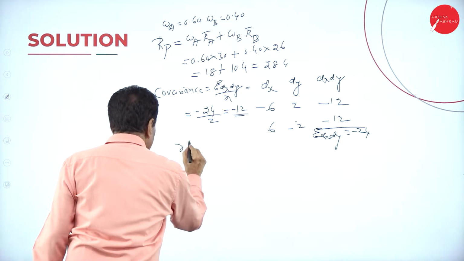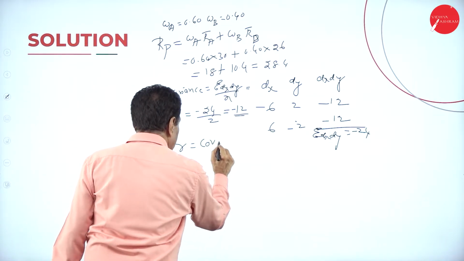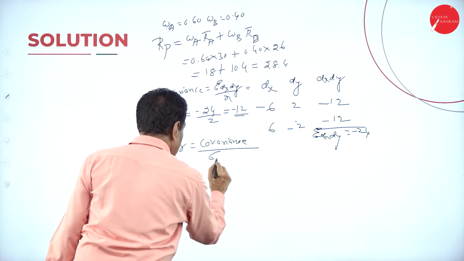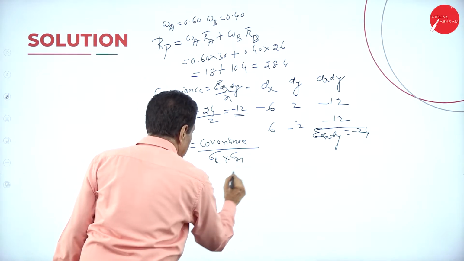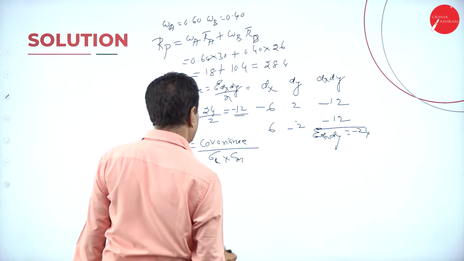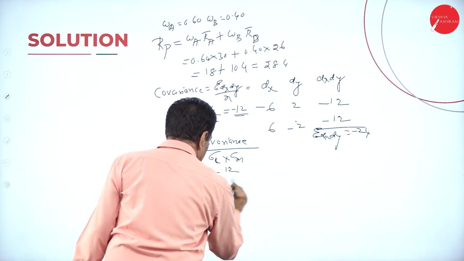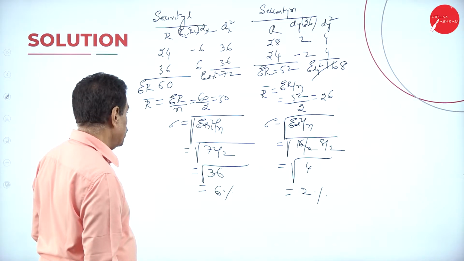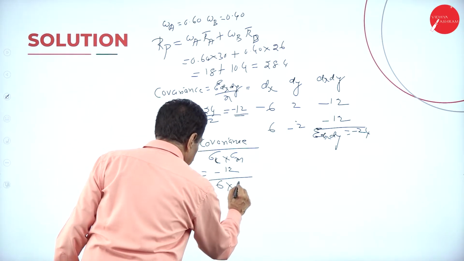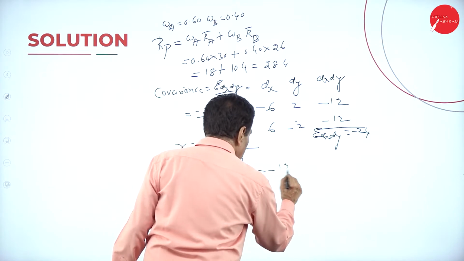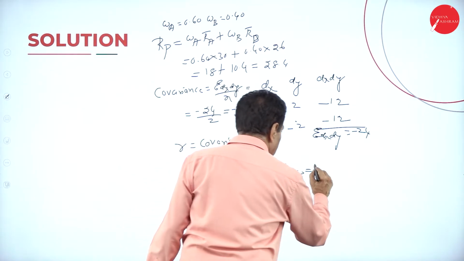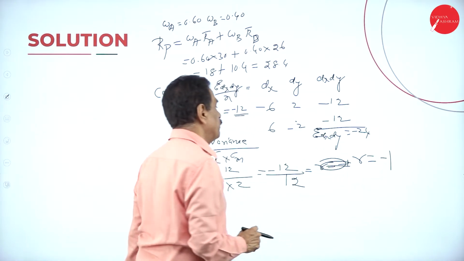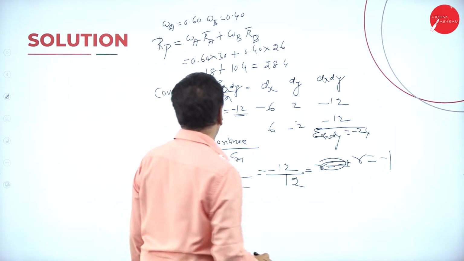Then correlation is equal to covariance divided by standard deviation of L into standard deviation of M. What's your covariance? Minus 12 divided by, what is your standard deviation of L? 6 into 2. This is minus 12 divided by 12. R is equal to minus 1. So we find out that.